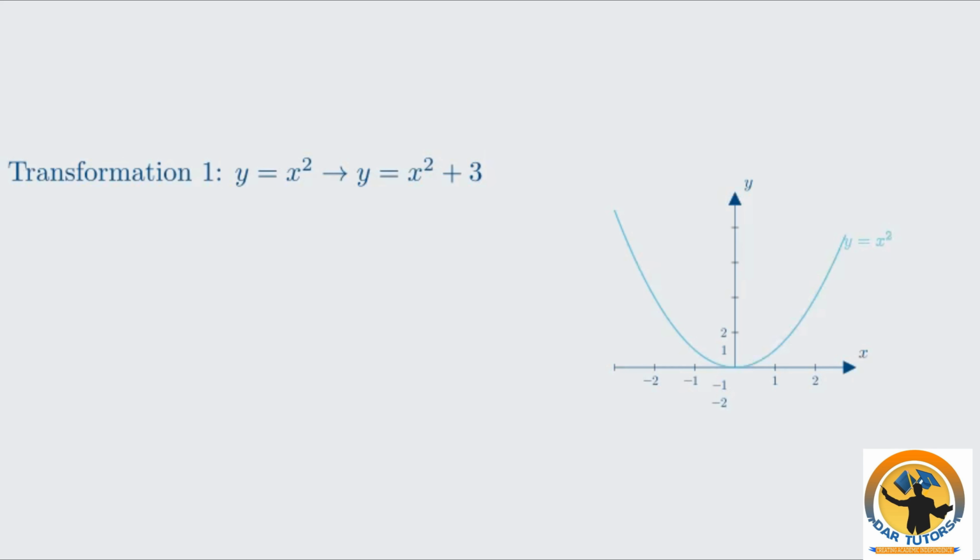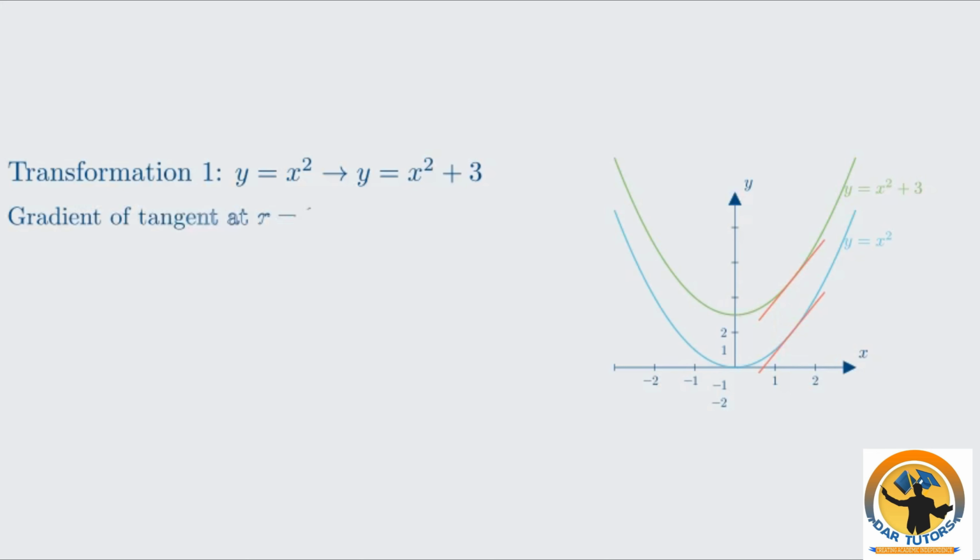Now, let's investigate how transformations of a function affect its derivative. This will lead us to our first differentiation rules. First, consider the transformation from y equals x squared to y equals x squared plus 3. This is a vertical translation. The entire graph of y equals x squared is shifted upwards by 3 units. For any given x value, the y value is simply 3 greater than before.